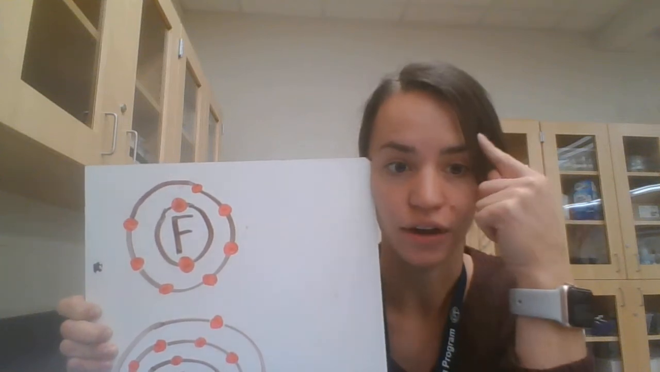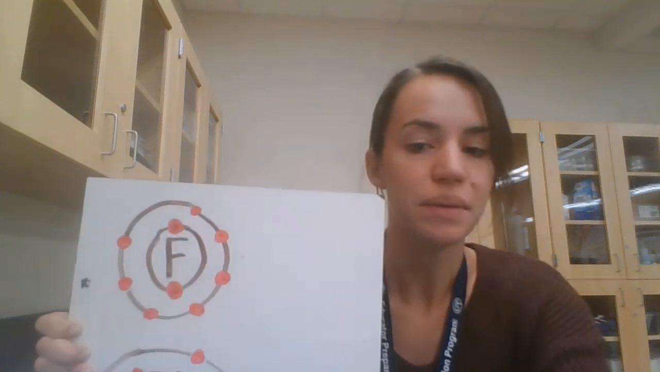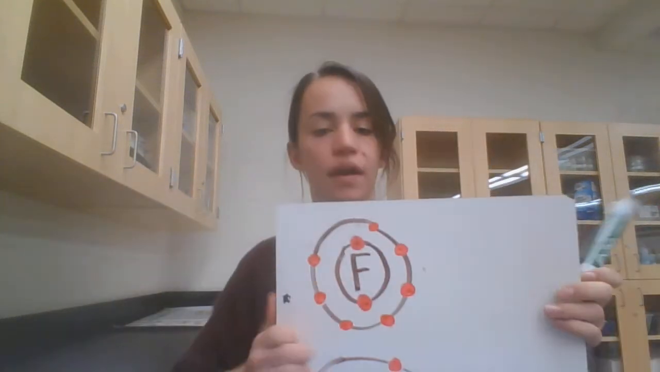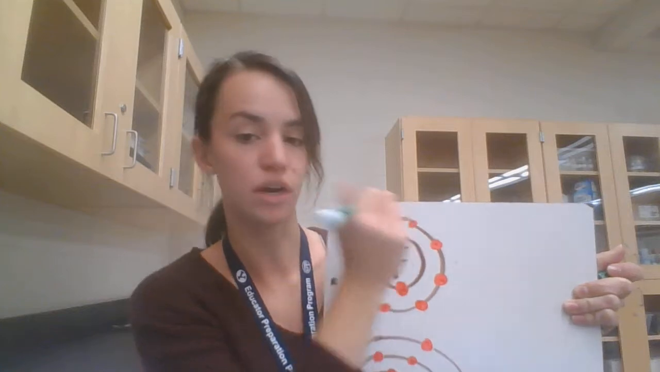All right, hopefully you thought to yourself, we have 7 electrons and we want 8, so we're just going to add 1. So let me add 1 right now to fluorine. The electron that I'm going to add is going to be green. This is the electron I'm adding to fluorine.